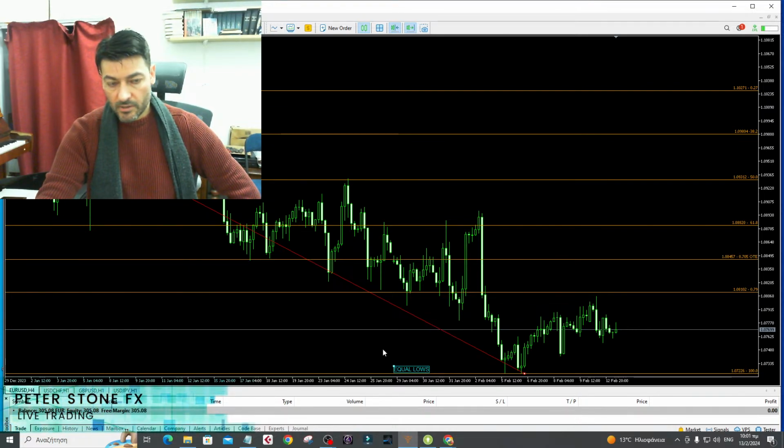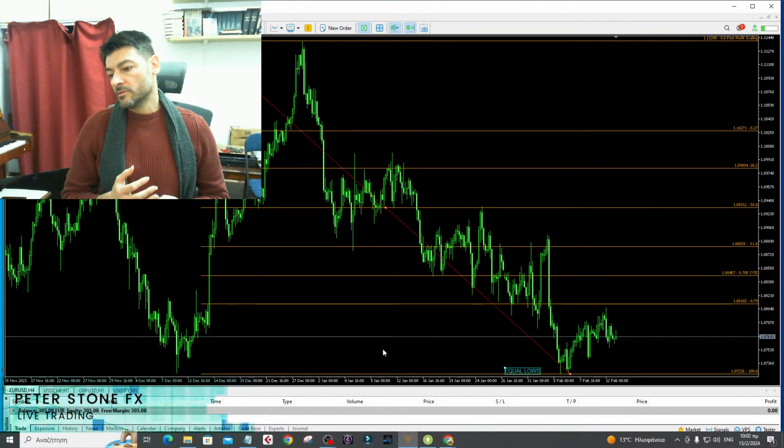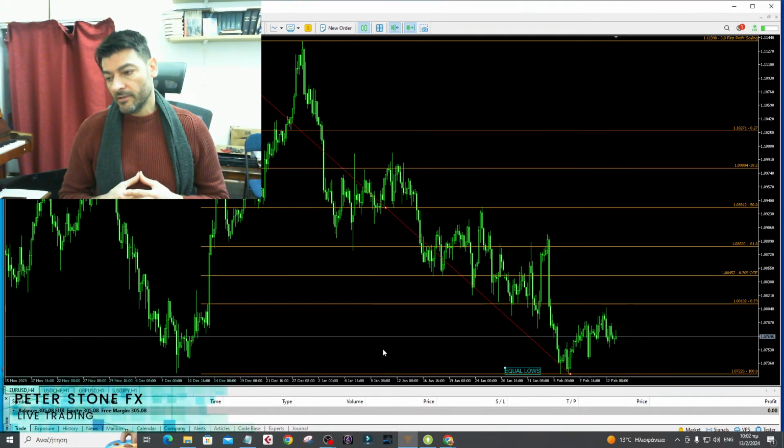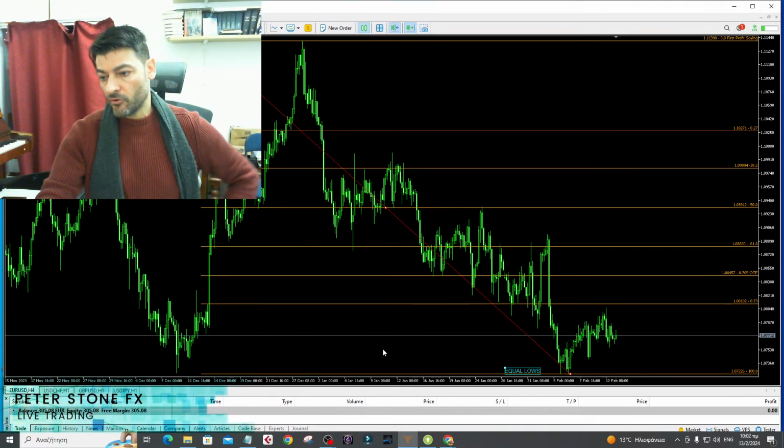And equal lows are always targeted. Why? Because big banks and big institutions are trying to have liquidity for their positions. So, in order to place their position, they need liquidity from the market, which lies under obvious points for retail traders, like this one, which they think is a support level.